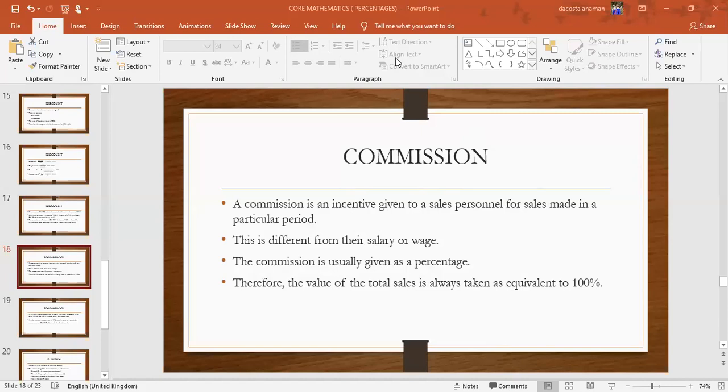This is not electoral commission. Not any type of commissioner institution. We are talking about commission that is received in the form of money, amounts, cash. Is that okay? So, since commission is usually given in a percentage form, we always take the total sales to be equal to 100%, so that the commission will be calculated on the total sales. So let's take an example here.